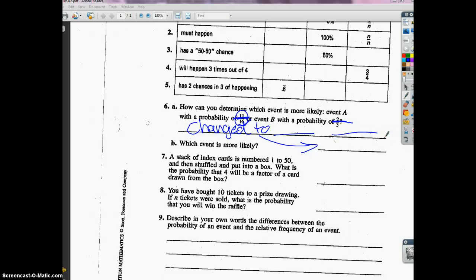Okay, 7. A stack of index cards is numbered 1 through 50 and then shuffled and put into a box. What is the probability that 4 will be a factor of a card drawn from the box? Okay, I'm going to change it. I am going to say a stack of 75, and I am going to change it to 13. What will be a factor of a card drawn? That 4 will be a factor of a card drawn.